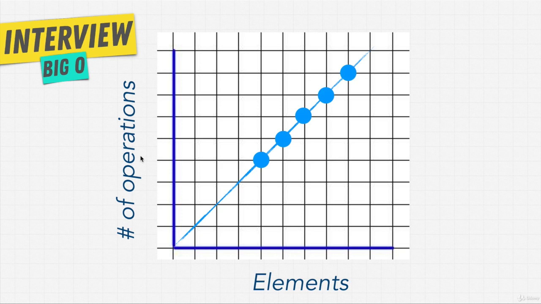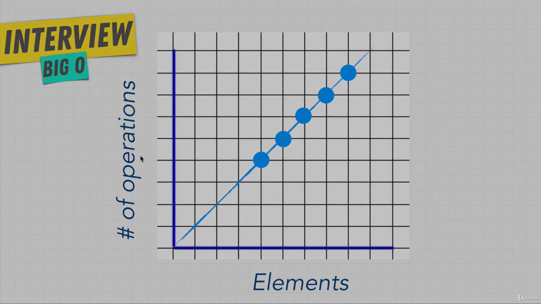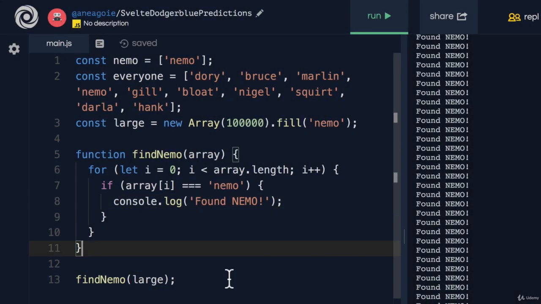And here, ladies and gentlemen, we've learned our very first big O notation. We say that the finding Nemo function has a big O notation of O(n). That's a little bit strange. This is just a notation that you have to get used to. But we say big O of n, or what we call linear time. It takes linear time to find Nemo.